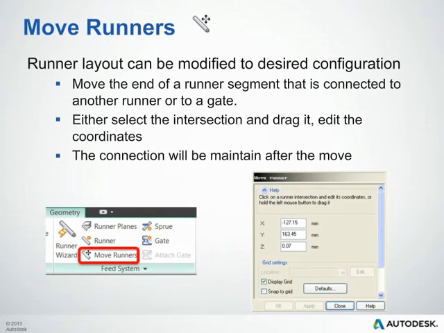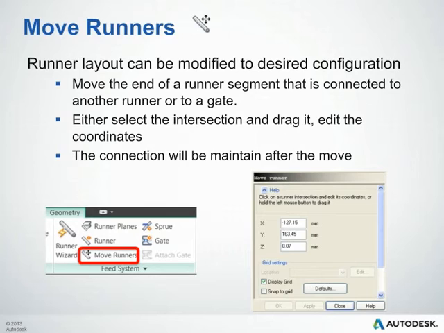So let's say you have your feed system modeled, and for one reason or another, you decide you want to move a portion of your runner system. This is easy to do. Within your feed system panel here, you can see there's an option to move runners. All you'll do is activate that. It brings the panel up that you see on the right hand side here.